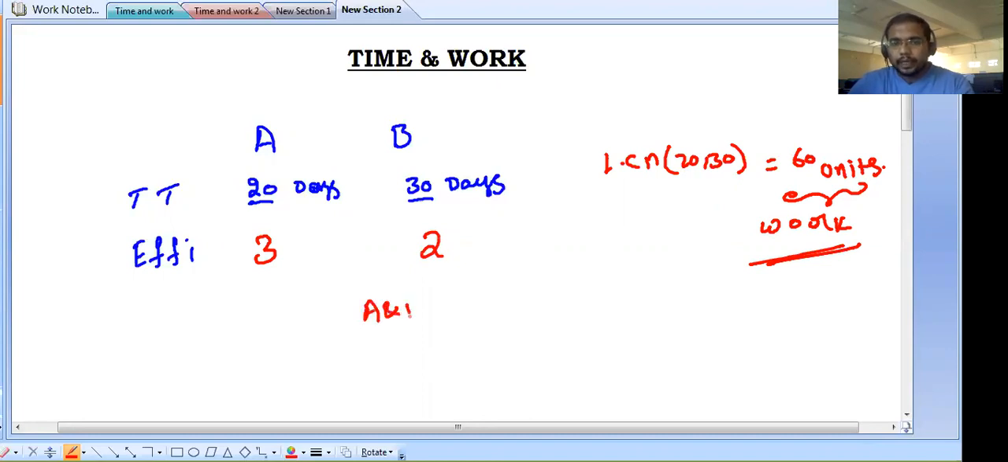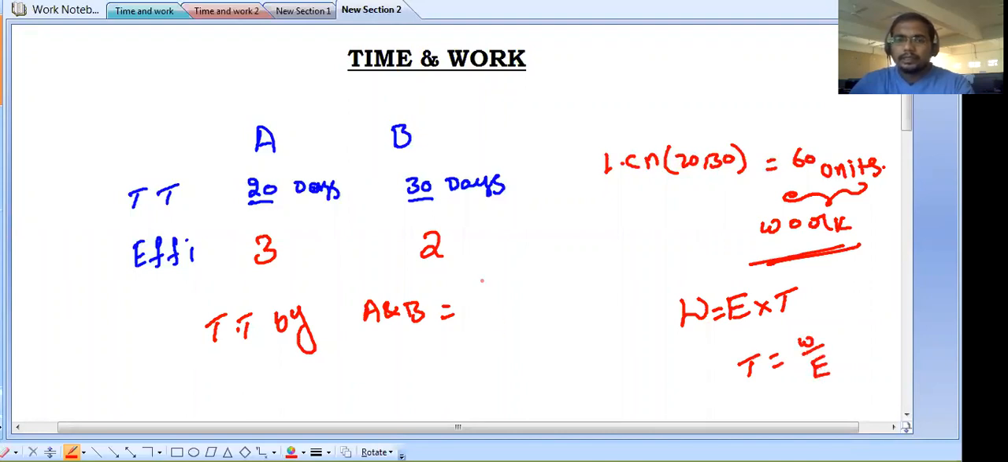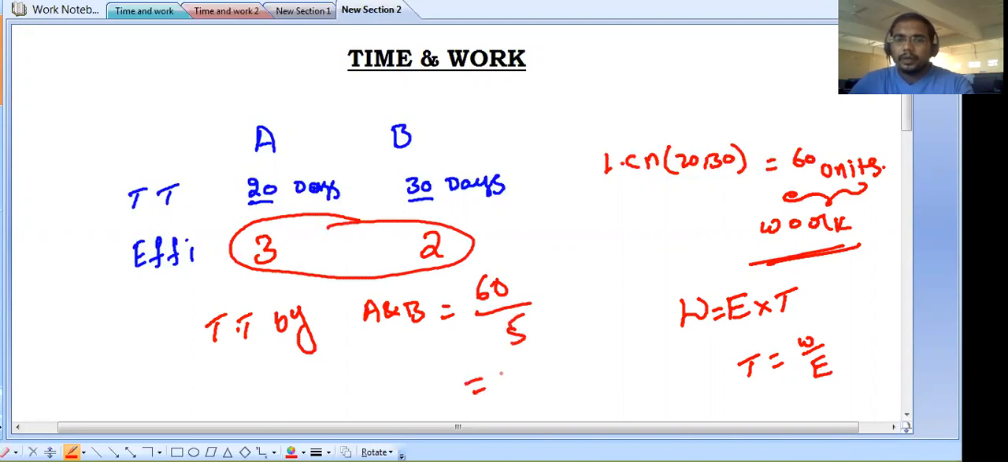If A and B are working together, time taken by A and B. We discussed this formula WET: work is equal to efficiency into time. If it is time, then work by efficiency. What is the work here? 60 units. By efficiency of the 2 persons, what is it? 5. Then how many days will they take? 12 days they will take.